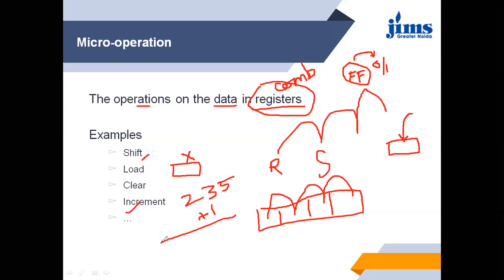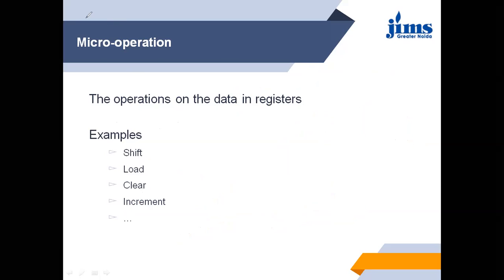So the operations are the actions that are going to be performed on data stored in registers. These are examples like load and clear, and there can be many arithmetic operations also. We will see these later on. This is called micro operations because these operations are performed on registers, and registers are the smallest element to store some word.